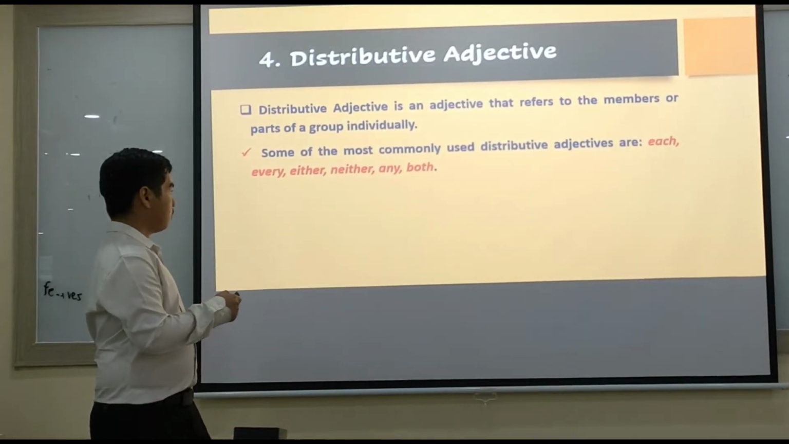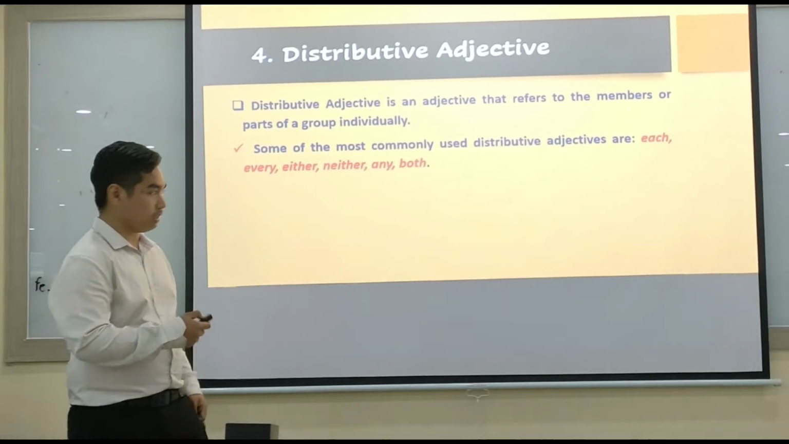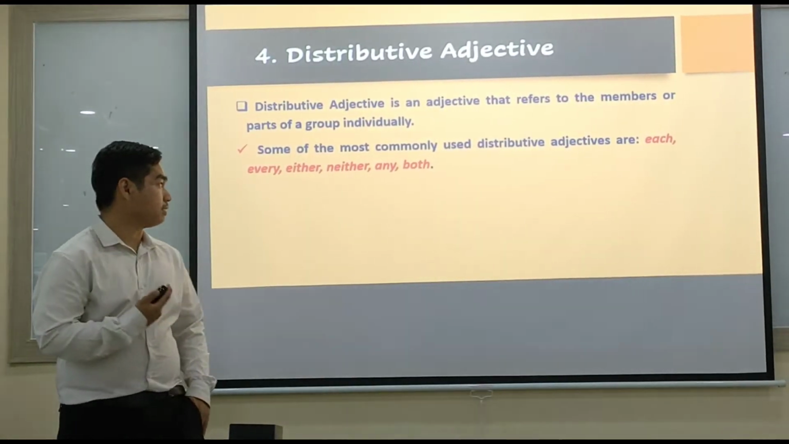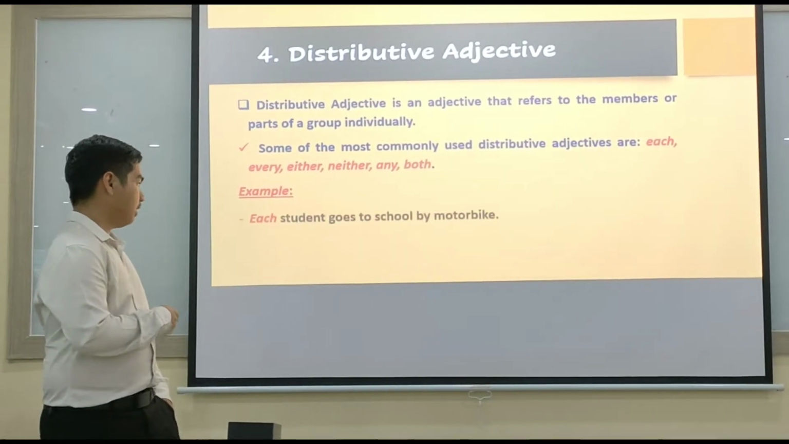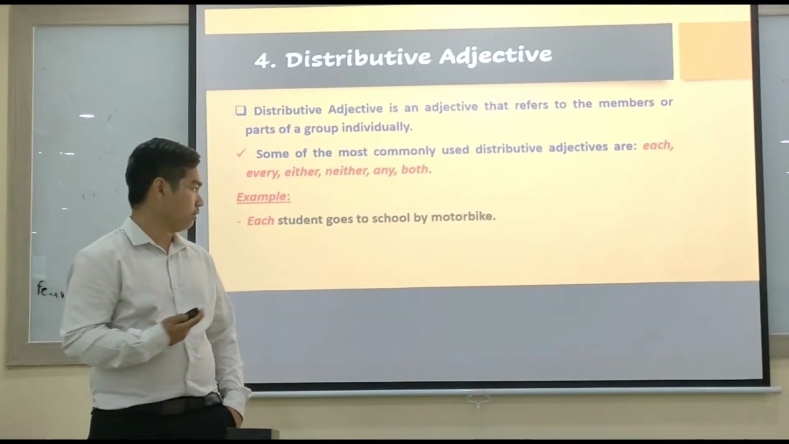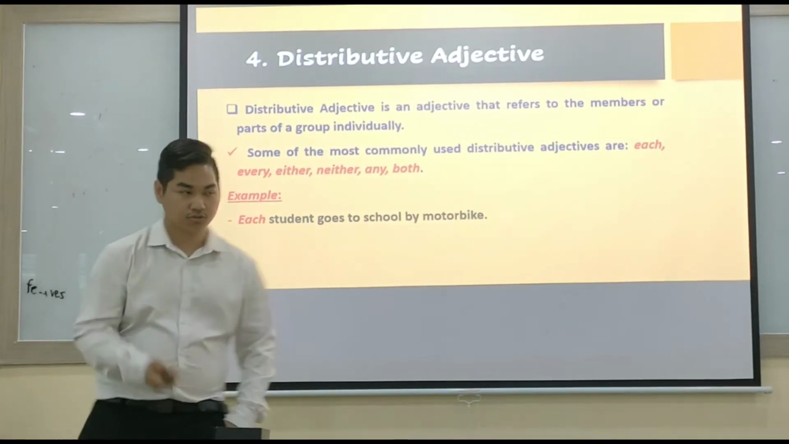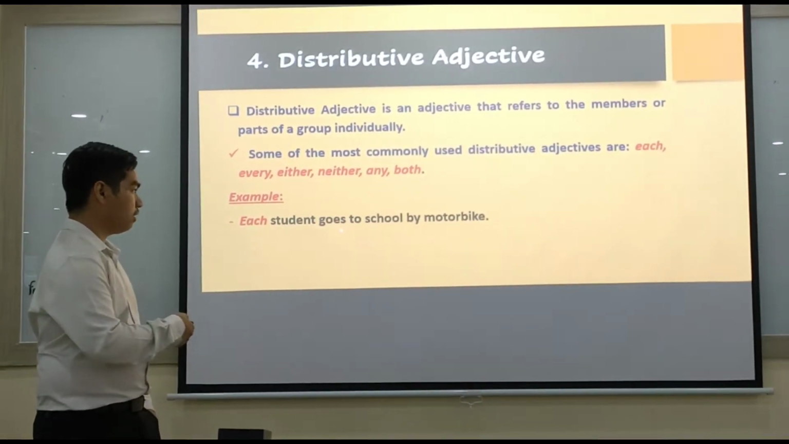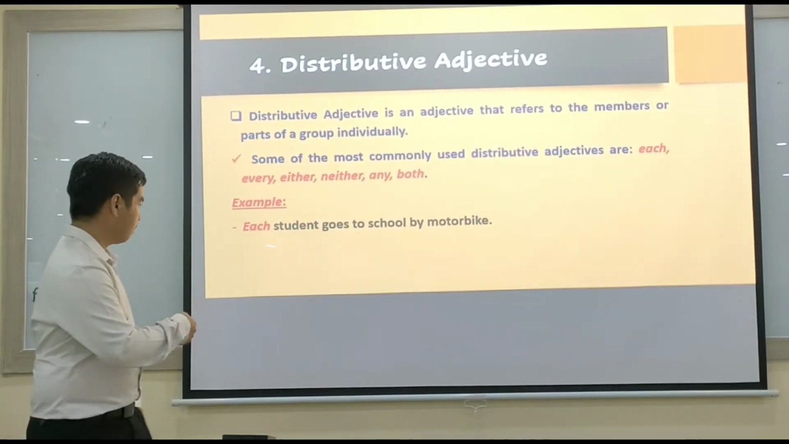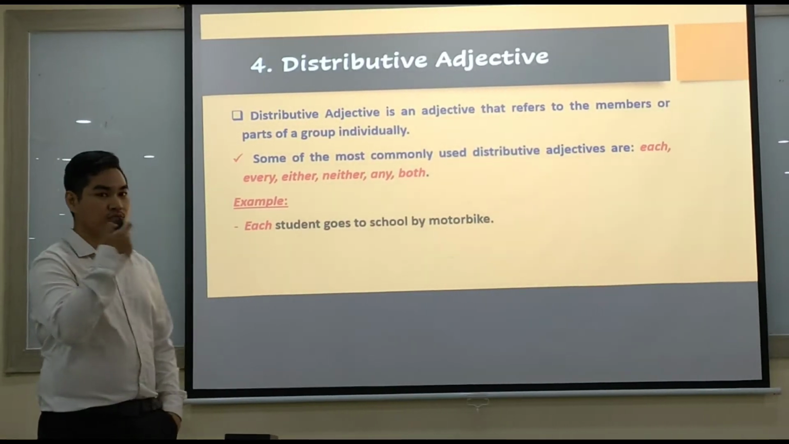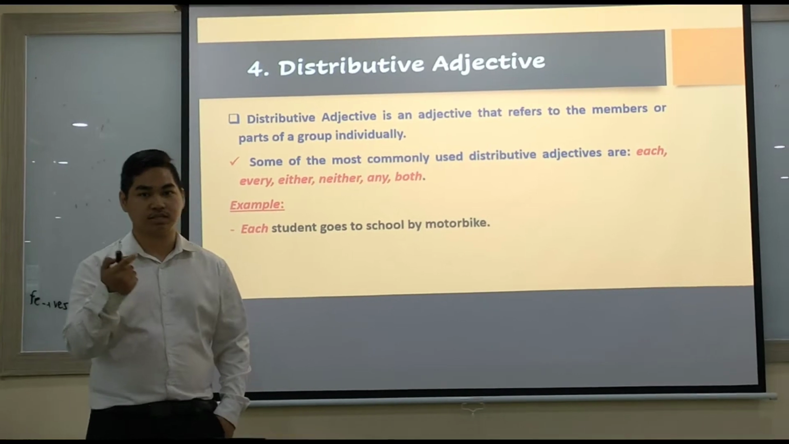Some of the commonly used distributive adjectives are each, every, either, neither, any, or both. So for example, each student goes to school by motorbike. As you can see, each student goes. Why do they use goes? Why do they use the singular form of the verb? Because each is used with a singular noun.